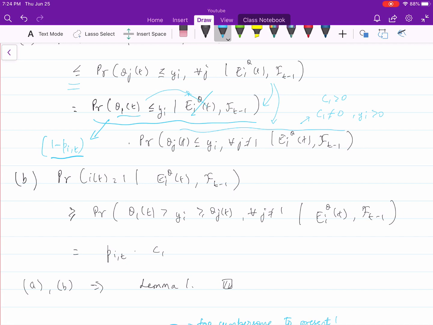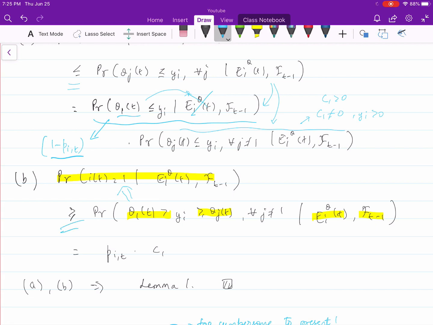So now consider the RHS term. Like the previous setting, given this event E I theta and the history, the event which says that theta 1 is greater than yi and other theta j's are less than yi actually implies that we are picking arm 1. So that is why we have the other side inequality here.